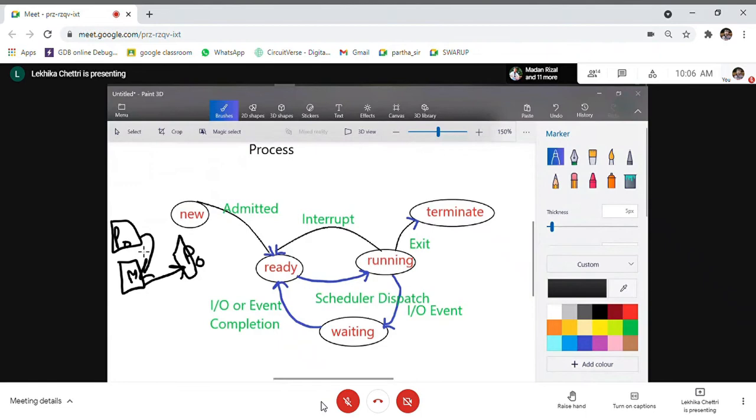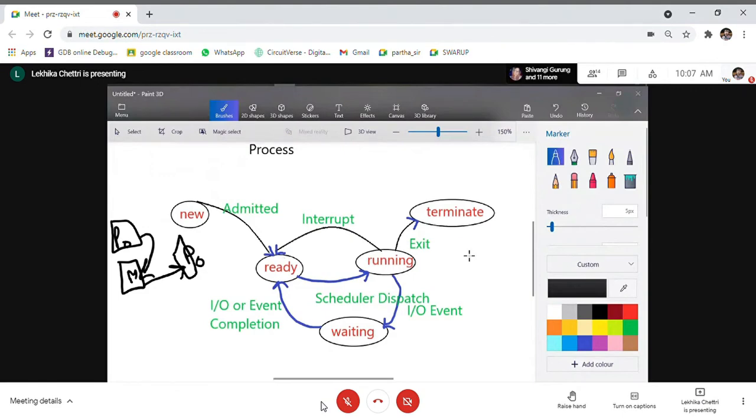For example, this Paint 3D screen right now is currently in execution and it is also in the CPU. So it is called a process right now. The moment the class gets over, I will close this window. Then again it is not in execution, and it goes from a process back to a program. When we talk about a program, it has no state because it is not in execution.